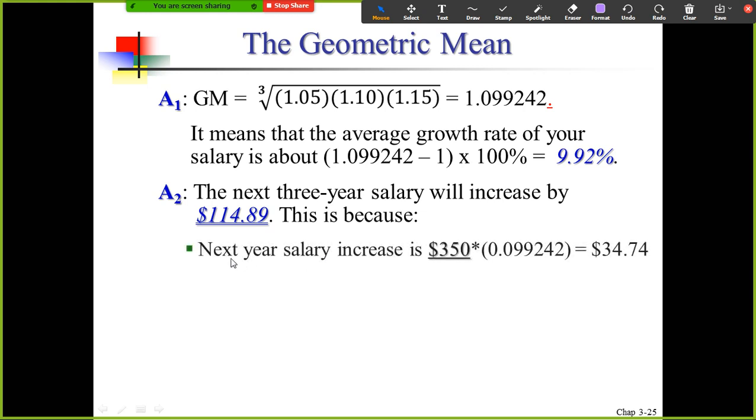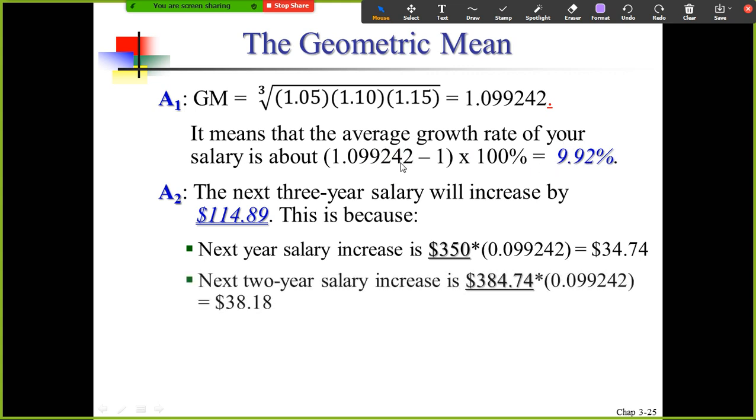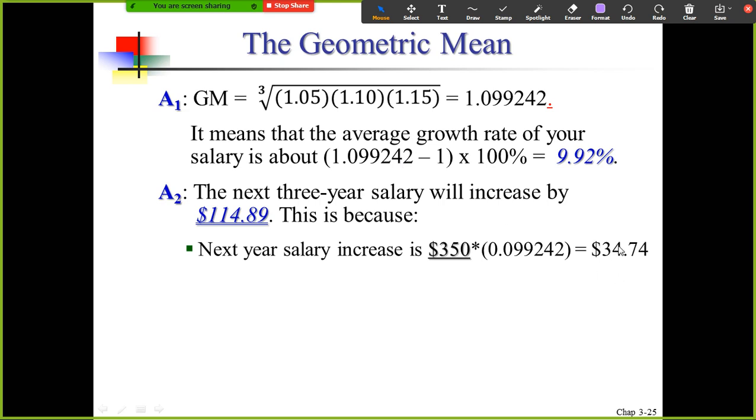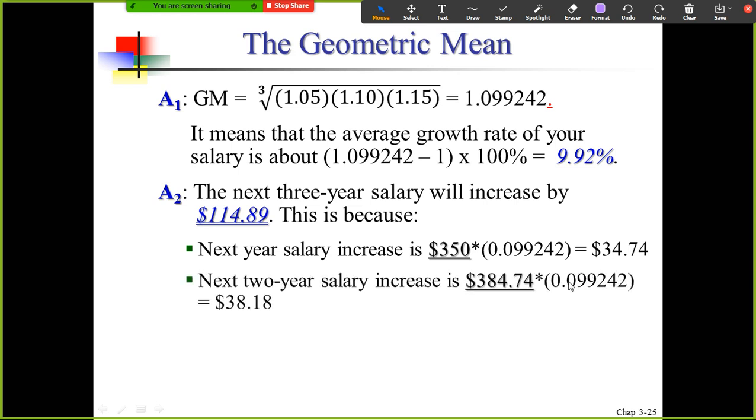Because next year our salary will increase by 34.74. This is average multiplied by average. Okay. In order to make a small error, we tend to take all the digits here. Don't take this one, because this may be a little bit different. Next year our salary increased by 74%. That's why our salary next year will be this one.